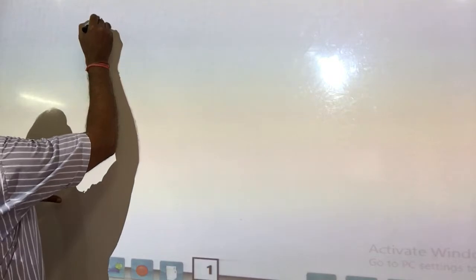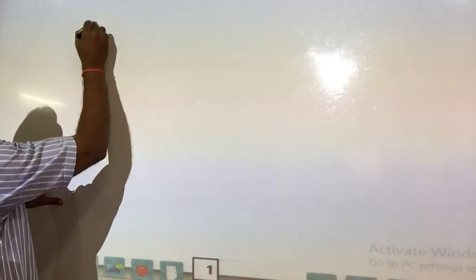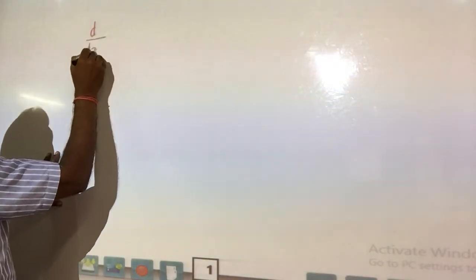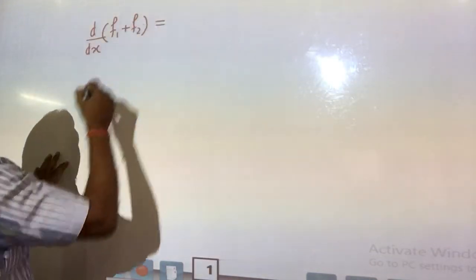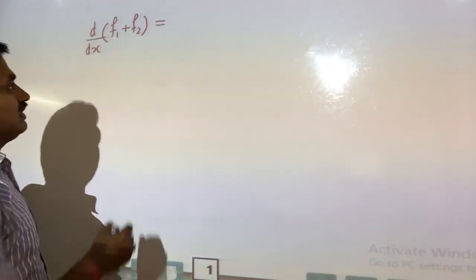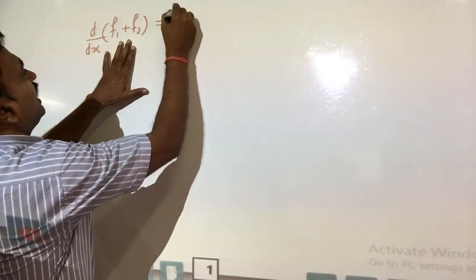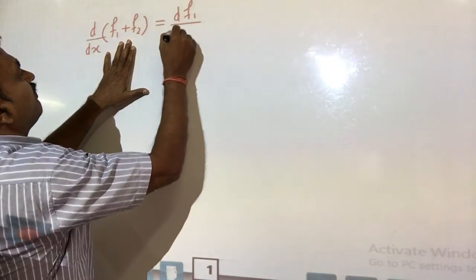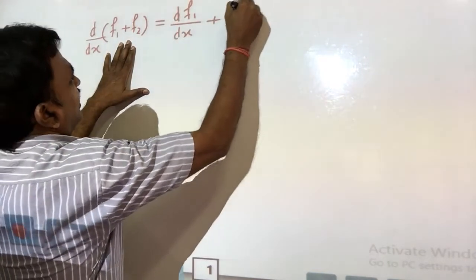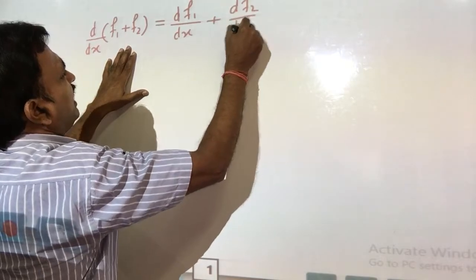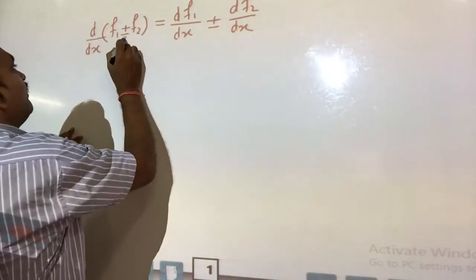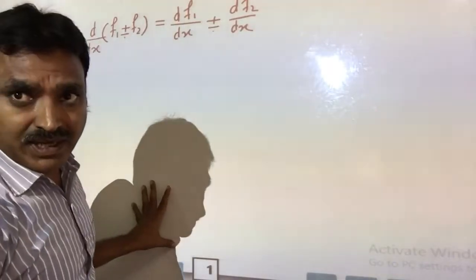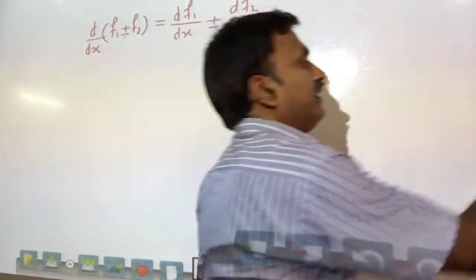and it is our previous theory, that is the important algebra of differentiation, which we have already read in class 11, that is the differentiation of function 1 plus function 2. It means the differentiation of a sum of functions is directly the sum of the differentiations of the functions. So this is a very important and very easy concept. If it is plus, then it is plus. If it is minus, then it is minus.